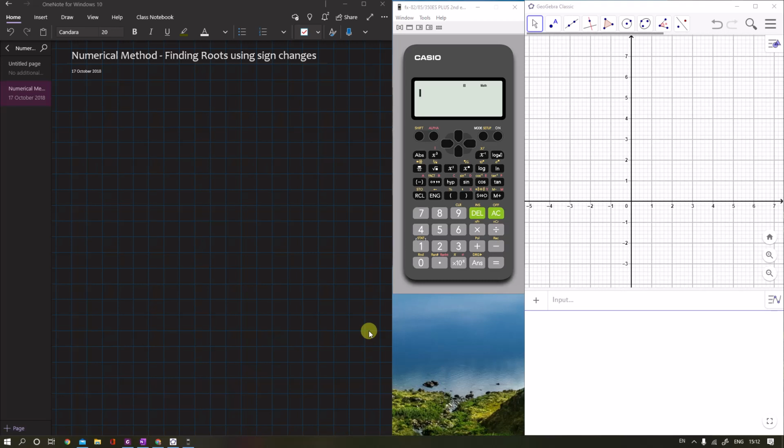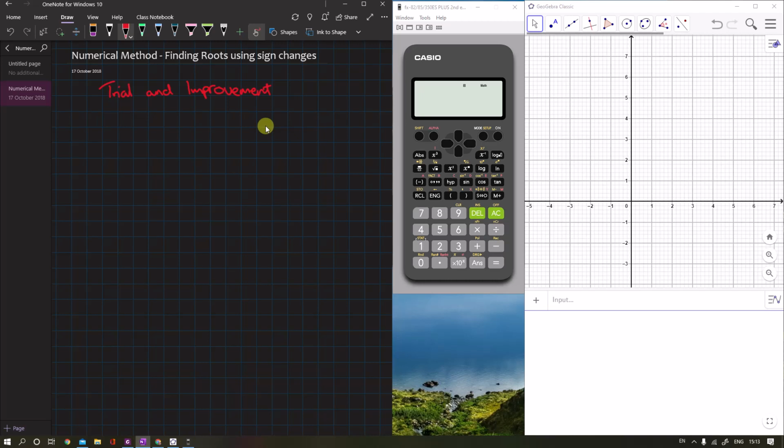Okay, we need to do a quick run through on an algorithm that they talk about with finding roots of an equation by looking for changing the signs. You might know it more as trial and improvement, and it is basically a trial and improvement method. And what we're looking for is, if I put in an equation, where does this equation cross a line?